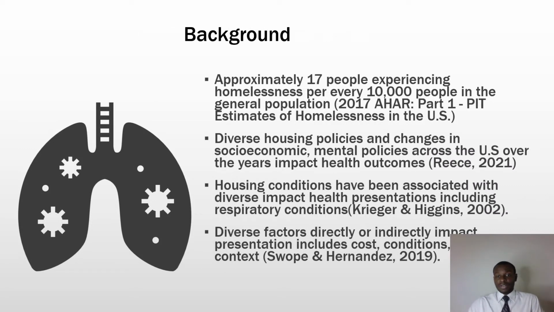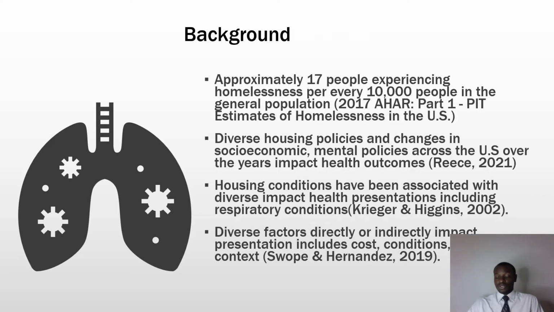It is estimated that about 17 per 10,000 people at a particular point in time may be homeless, from a study in 2017. Now, this does not include inadequate housing or even overt lack of housing, and individuals living with other families, friends, or even living in situations where they do not have long-term housing opportunities. Now, diverse factors including policies, socioeconomic and mental health policies across various regions in the United States have been shown to directly or indirectly impact these health outcome presentations.